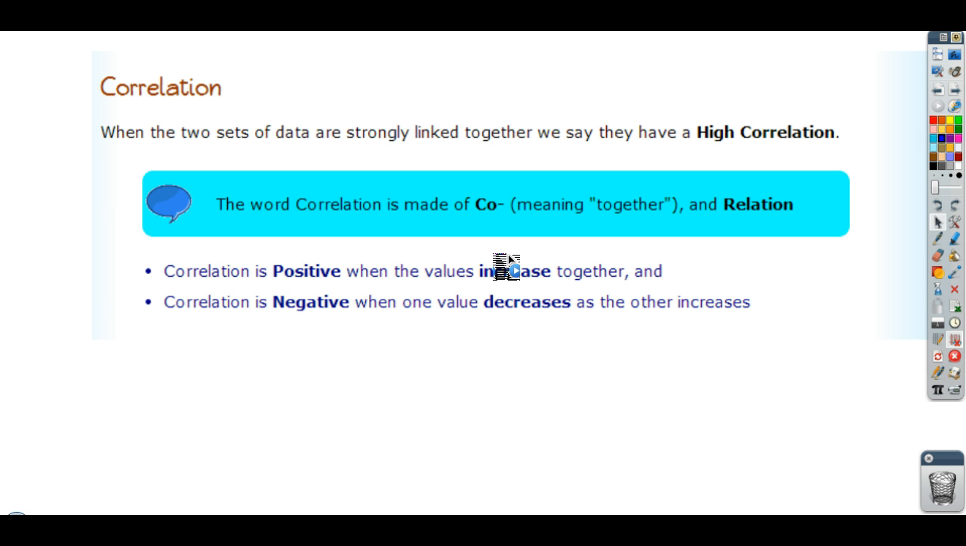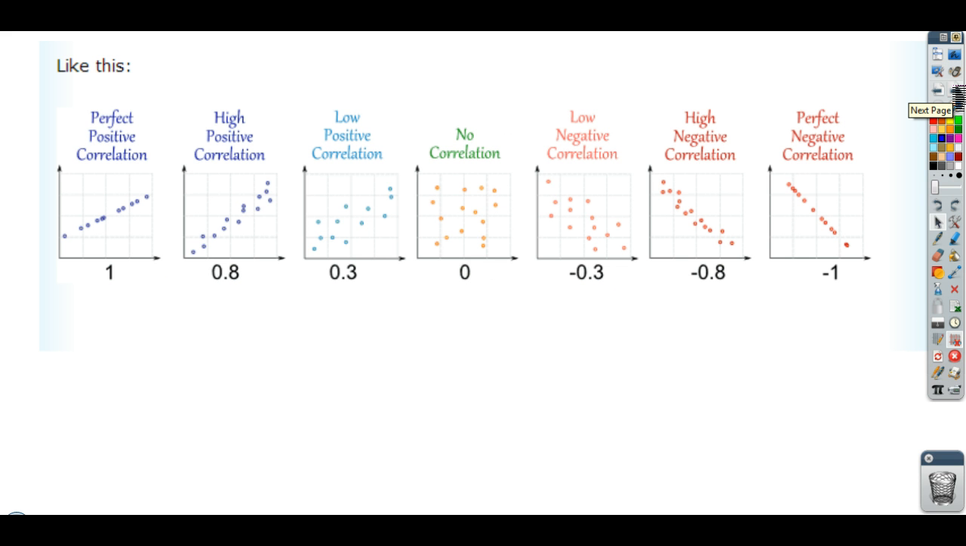So correlation is a combination of the word "co," meaning together, and "relation." So together relation, or how they work together, the relationship between the two things. And so let's take a look at this. So here are all the different things.